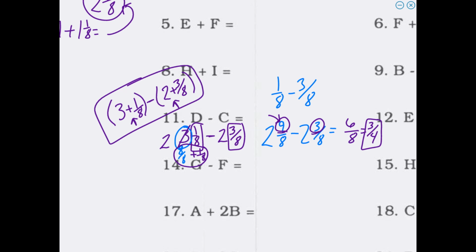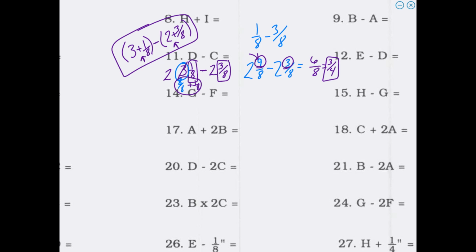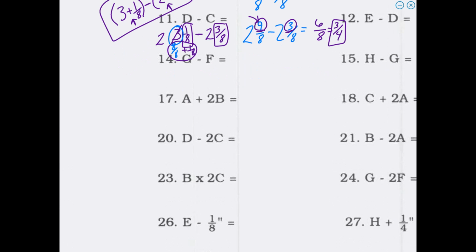So then down here you start multiplying. This is multiplication. So 2 times C, B times 2 times C, whatever. So you're getting into multiplication.